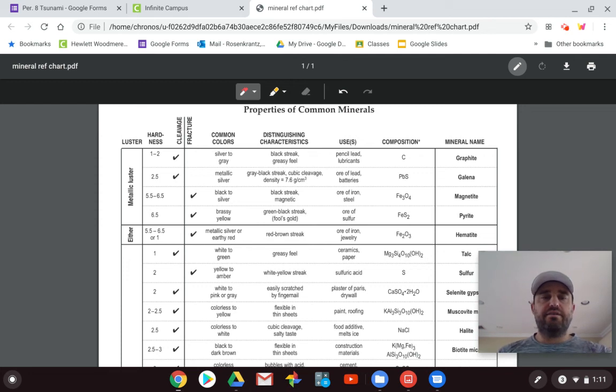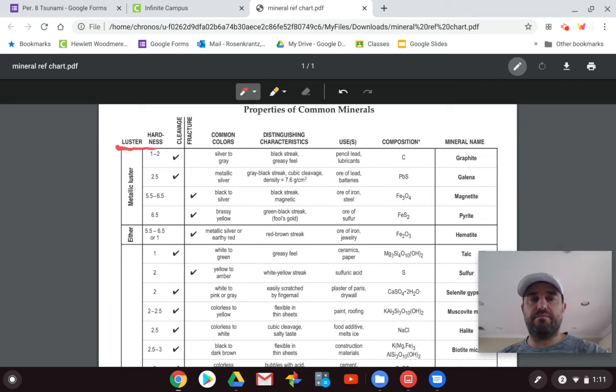Hey everybody, today we're going to learn how to read a chart called the Properties of Common Minerals. This chart is very useful. It's kind of like a scavenger hunt. If you have a lot of physical properties that you've identified, then you can use this chart to figure out what is the name of that mineral. Okay, so let's look at how this chart is broken down.